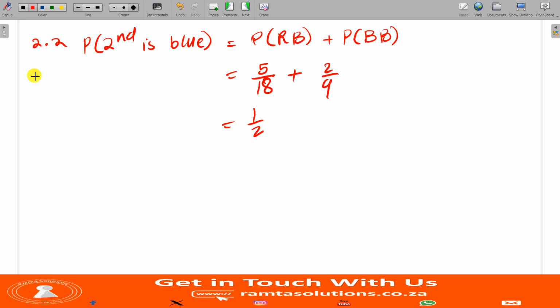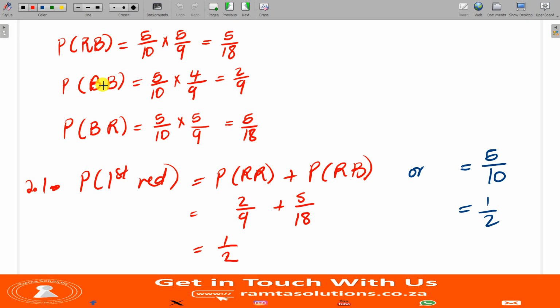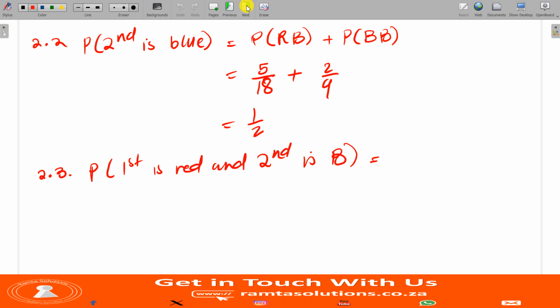All right. Now 2.3, probability that first is red and second is, by the way, this is basically saying to you probability of red and blue. So what is it? With this one, we're going to say probability of red first and blue after. Can we get it? Yes, we can. Red first and blue after. Here it is. It's 5/18. This is straightforward.